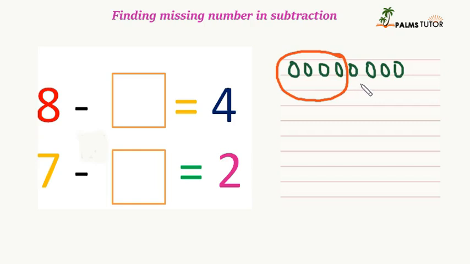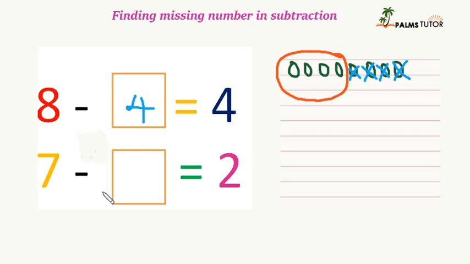4. How many do we need to take away to have these 4 left? We will take away 1, 2, 3, 4. So 8 minus 4 equals 4. I hope you understand that. Now let's try the second one.